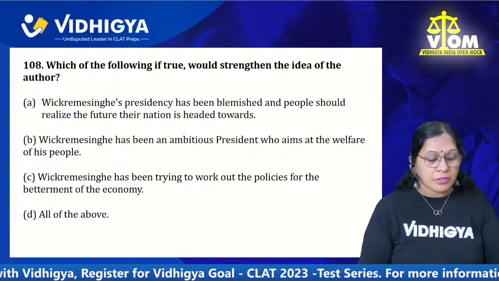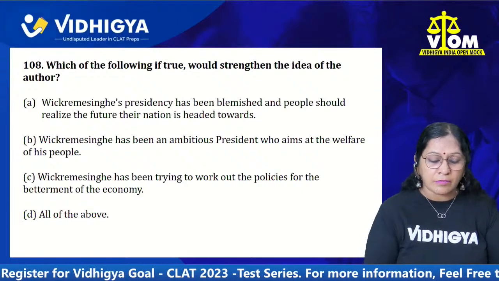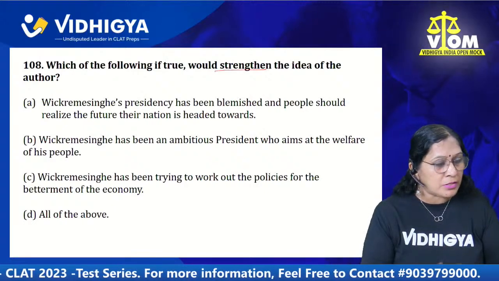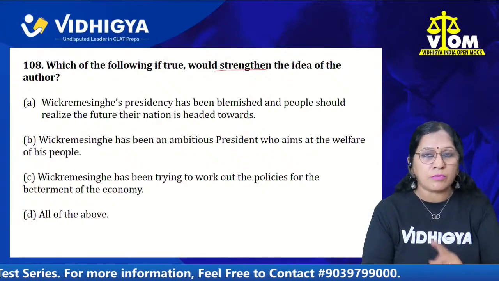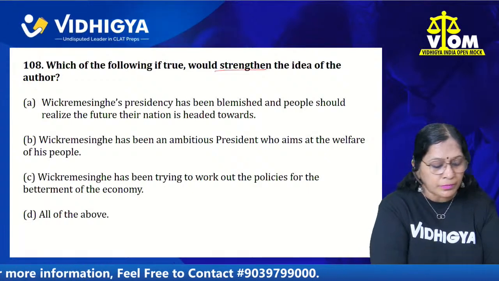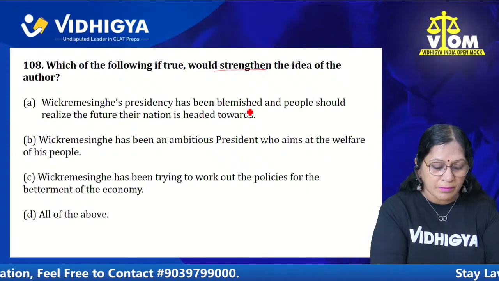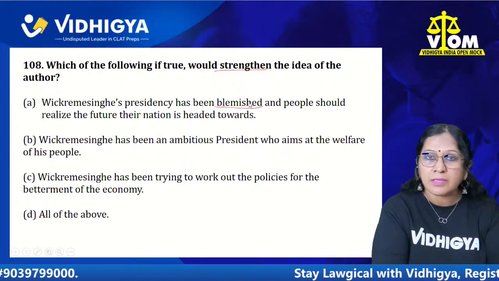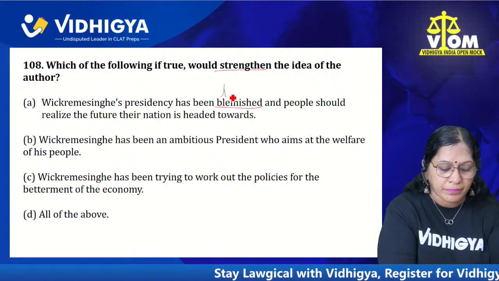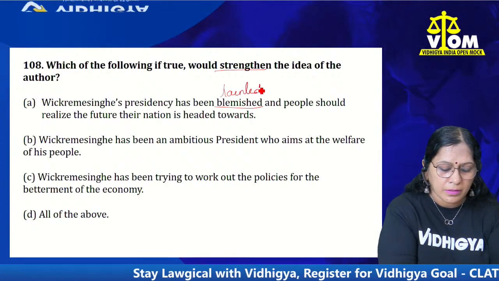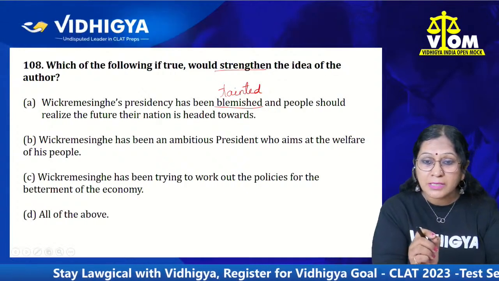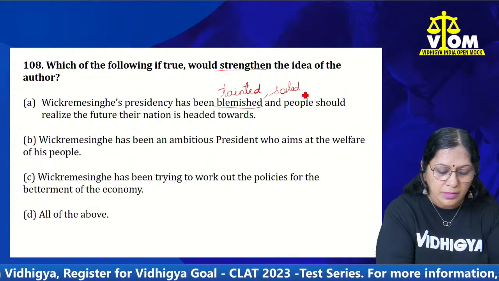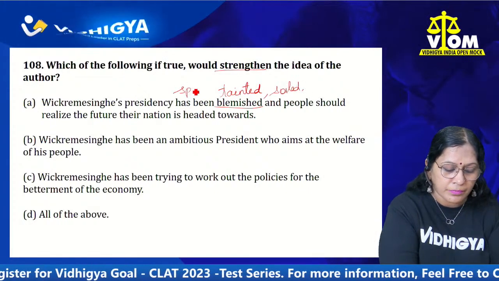Next question. Which of the following, if true, would strengthen the idea of the author? Now we have extracted the idea of the author. So it will be easy for us to see something that is according to what the author was thinking. So Vikram Singh's presidency has been blemished and people should realize the future the nation is headed towards. Blemished means something that is like tainted, soiled, or spoiled.